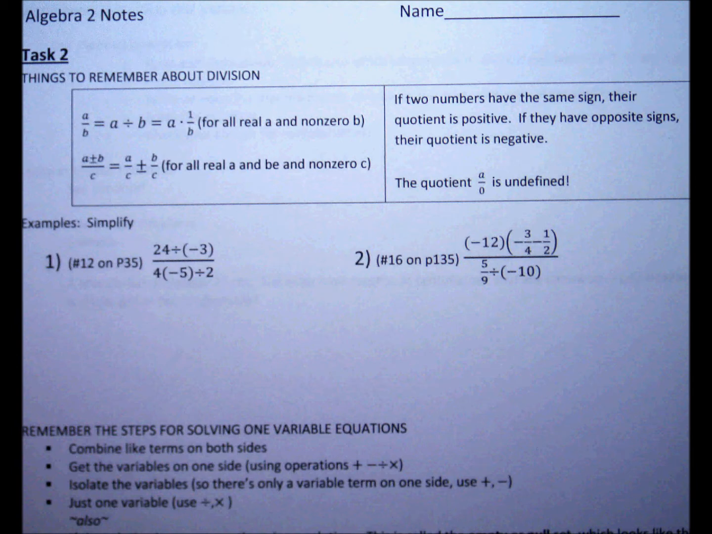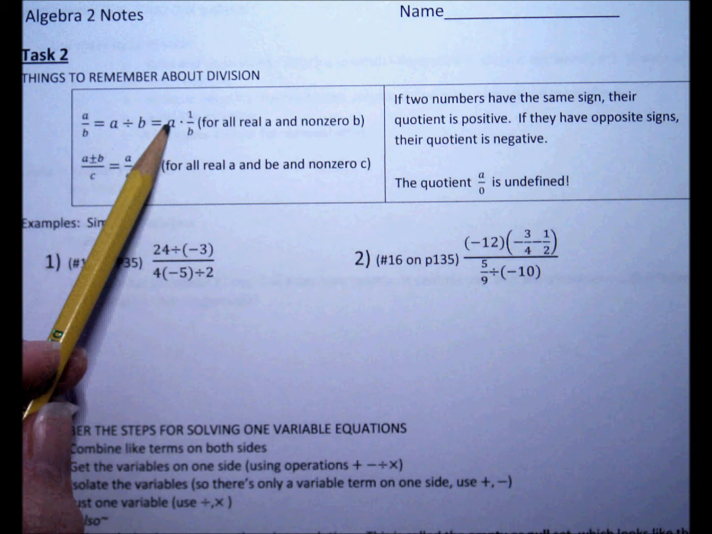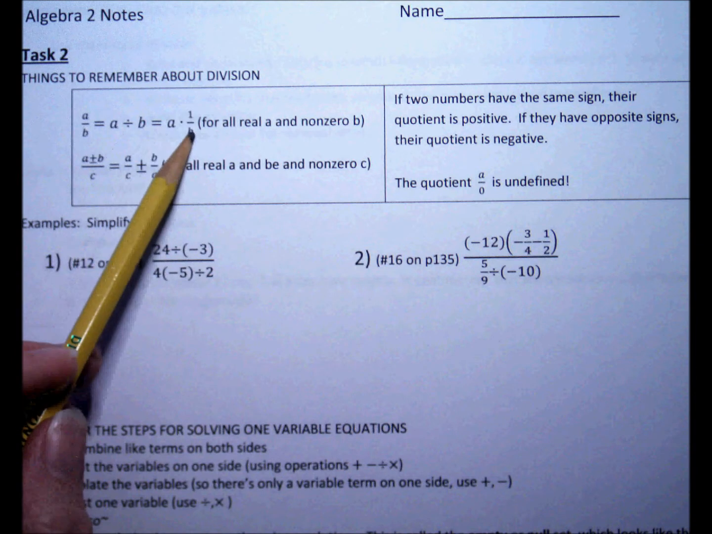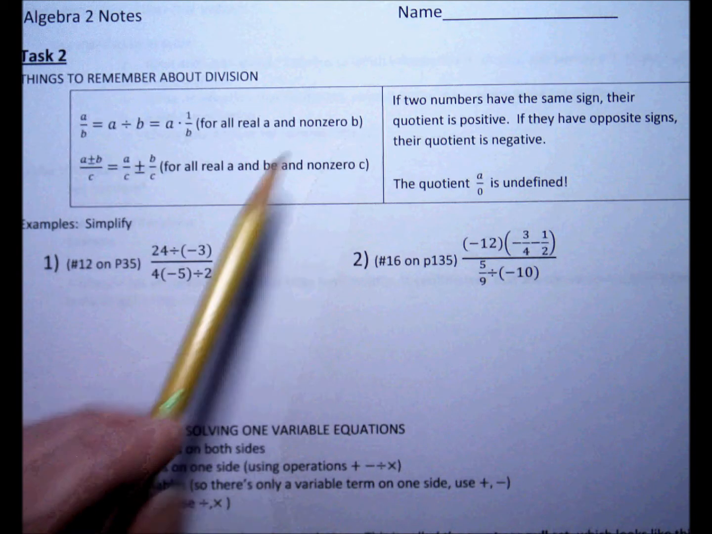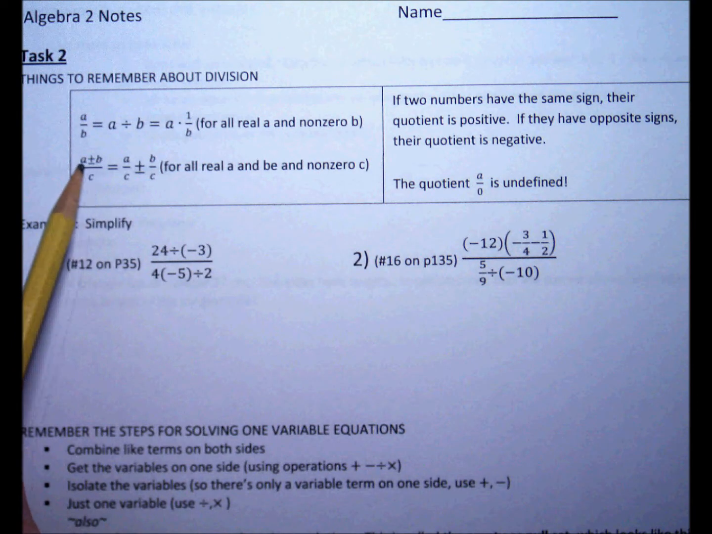Things to remember. One is that A over B, the fraction, is the same thing as A divided by B. That fraction bar just means divided by. And you can break that out into A times 1 over B. And remember that B can't be 0 because you cannot divide by 0.